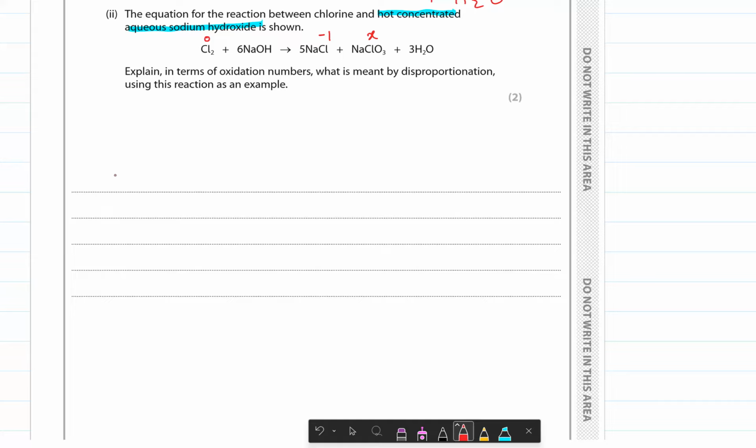Okay. So now I have to explain that chlorine has been both oxidized, I'm using short forms, and reduced. Okay, actually, let me write it separately. So chlorine has been oxidized from 0 to -1 in NaCl. You have to mention the compounds, okay? Otherwise, you won't score that mark.